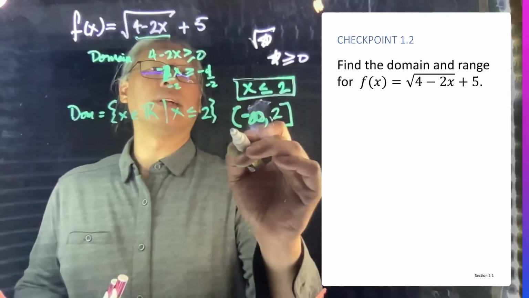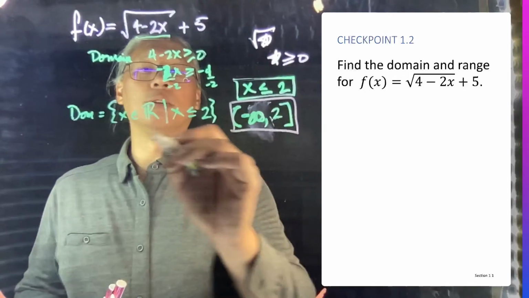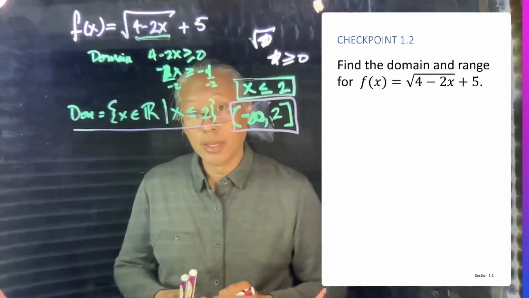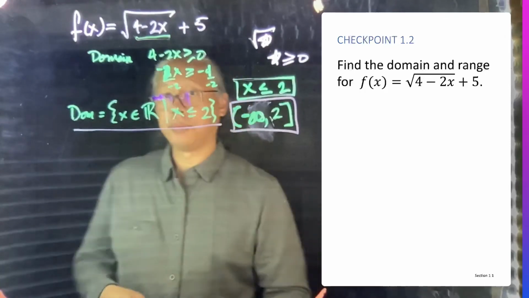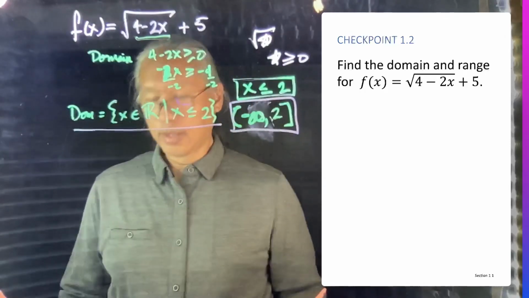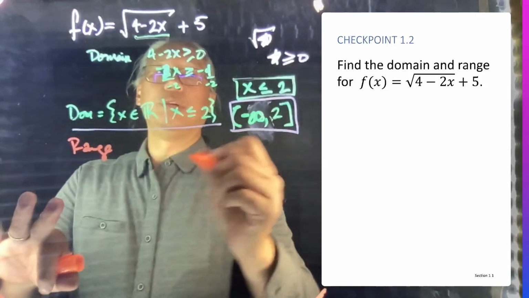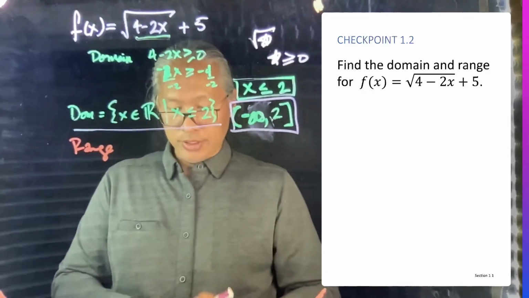So there are several ways to write this. Whichever way they're asking for in the homework, or if you have an option, you can write it any way you want. Now let's find the range. The range will be all the y values, or outputs.